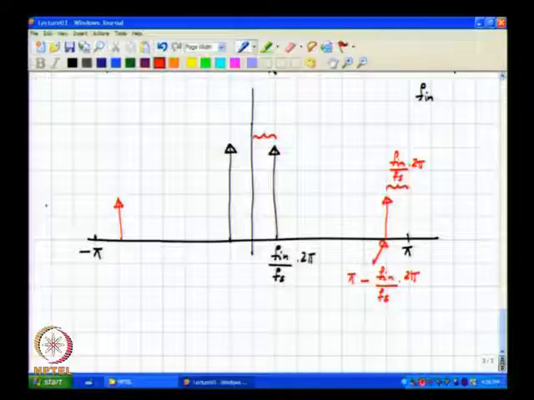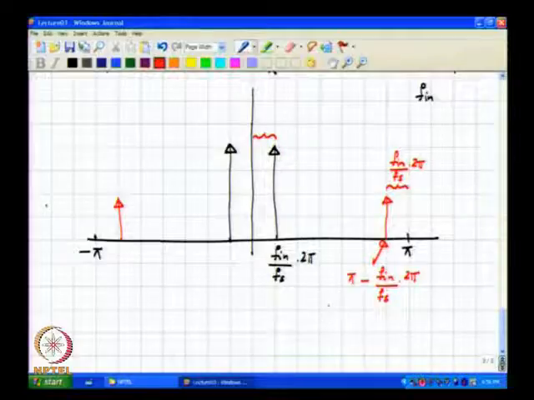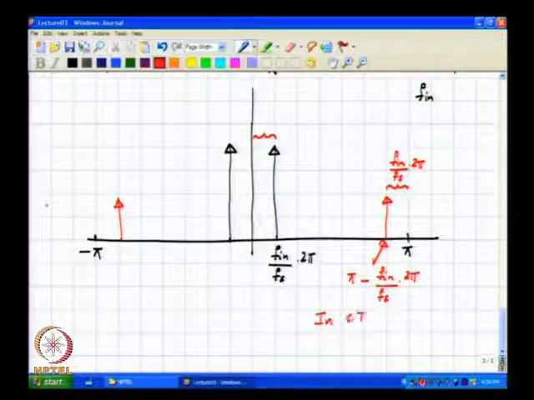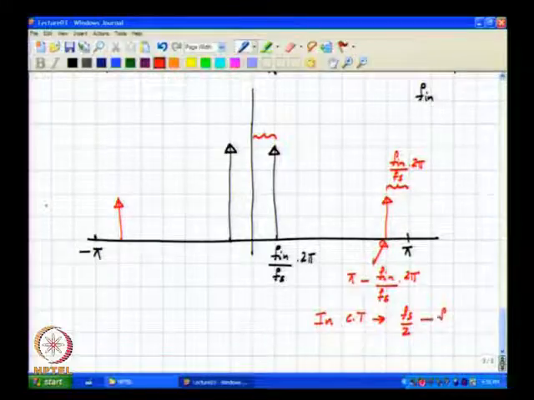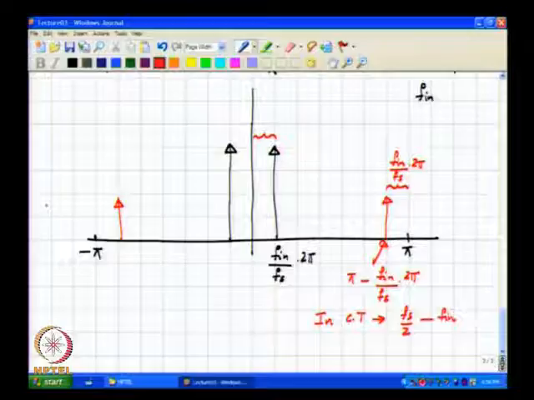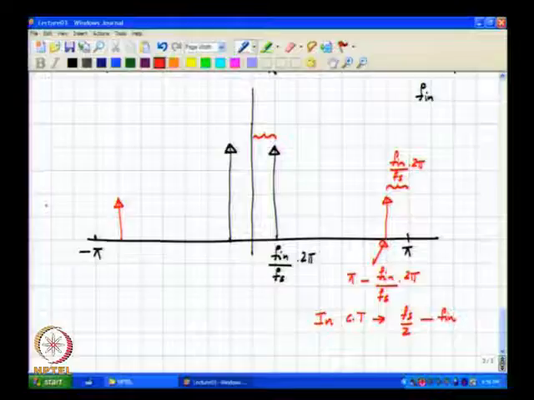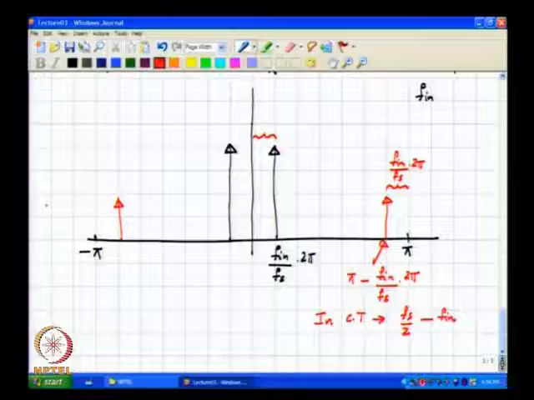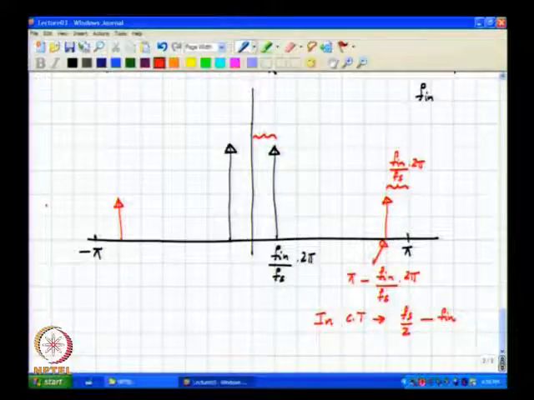Translated into the continuous time domain, it is like having an input tone at Fs by 2 minus f, or equivalently you can say it is Fs by 2 minus plus f in, because whether you have a tone at Fs by 2 minus f in or Fs by 2 plus f in, when you sample it at Fs, they will alias to the same place.